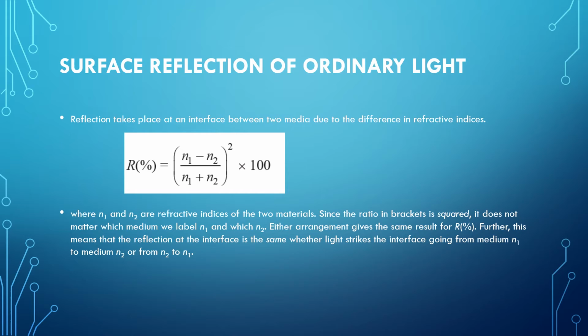And this equation assumes that the light is actually perpendicular to the surface of the interface, which means it's at a 90-degree angle. I'm going to follow with two examples in the next two slides, and we'll see how we calculate this.